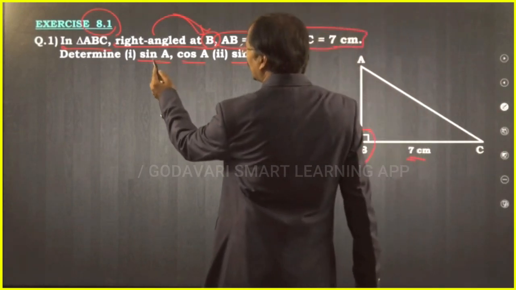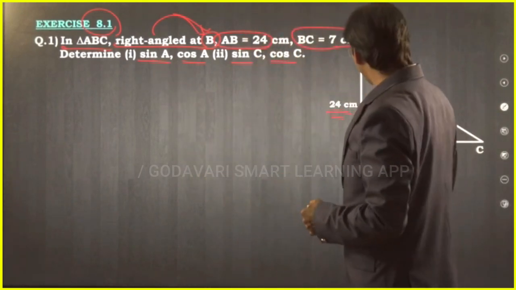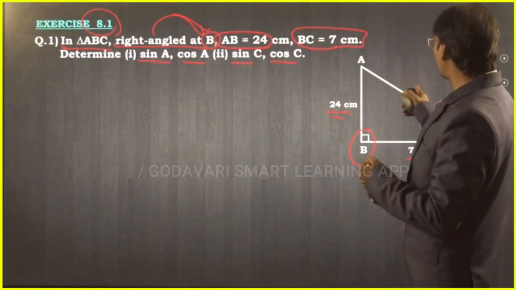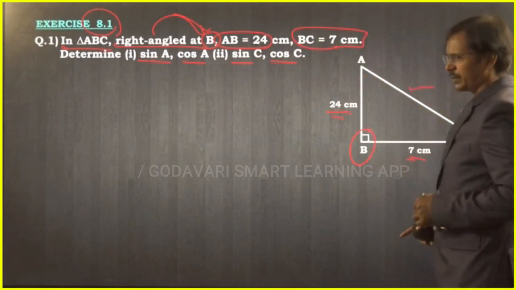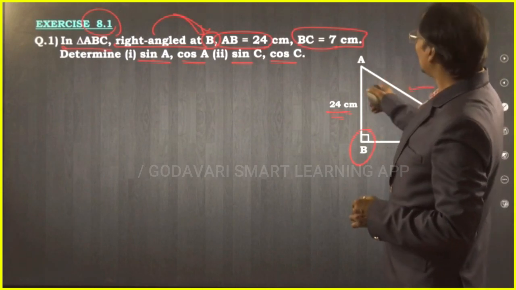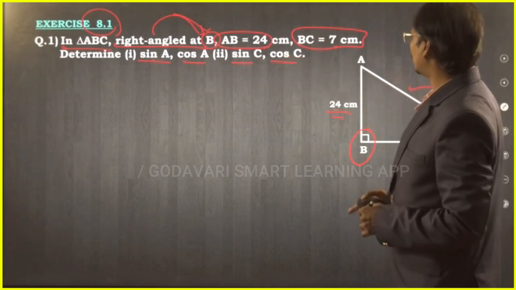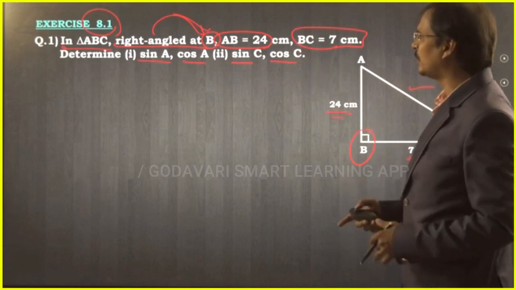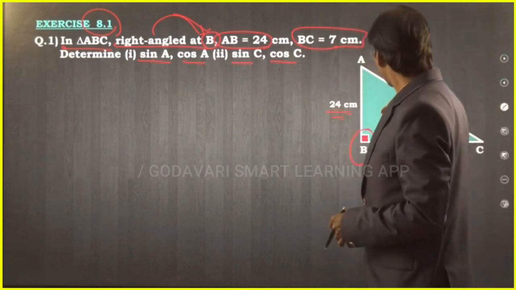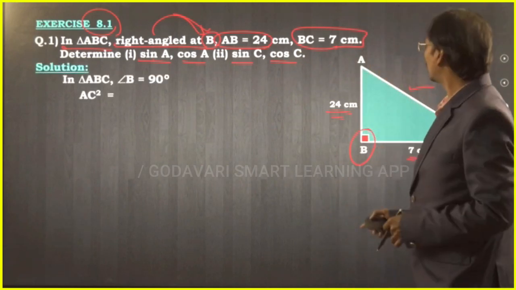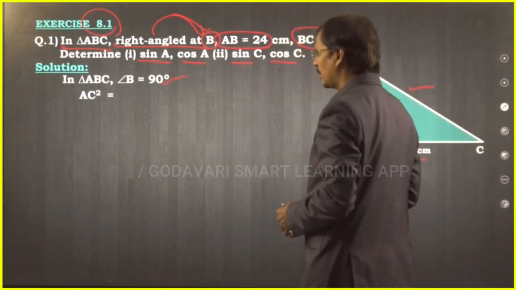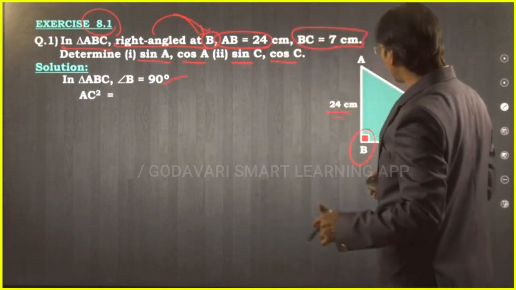And we have to find sin A. That means sin A is the side opposite to angle A by hypotenuse. We have to find out the hypotenuse. The hypotenuse isn't given, that's why we have to find it using the Pythagoras theorem. In this triangle, the angle B is 90 degrees.